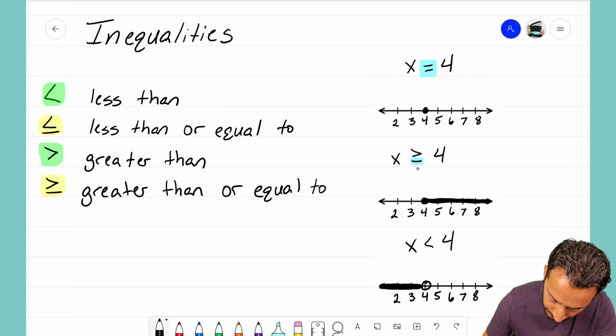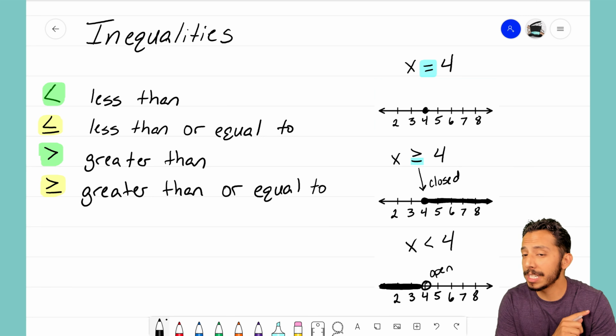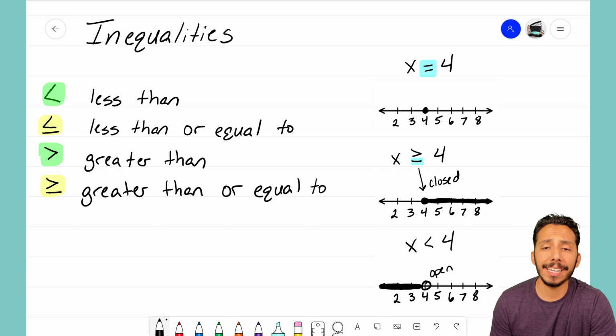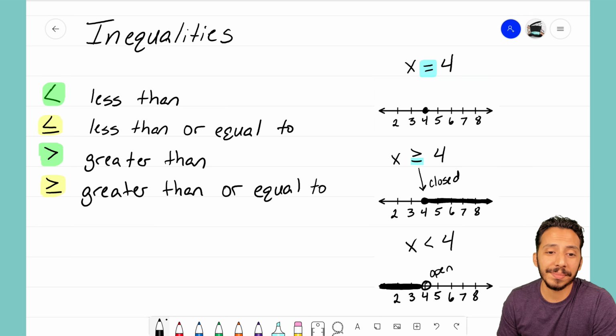Please take notice that this equal sign here means that we end up with a closed dot. There is no equal sign there, so it stays open. We're not including 4. 4 is the boundary point, but x can't equal 4. It's everything less than 4.